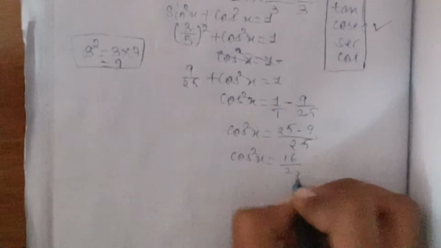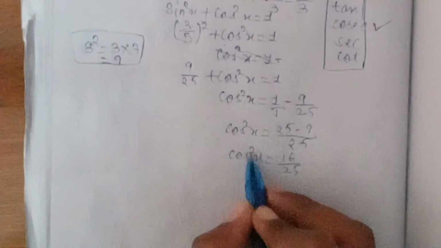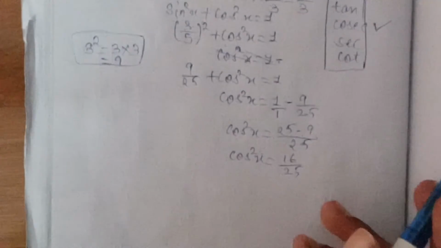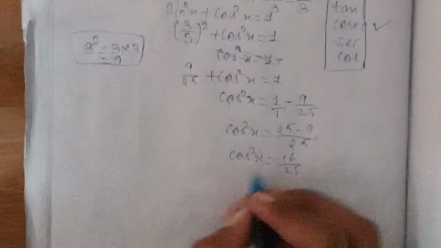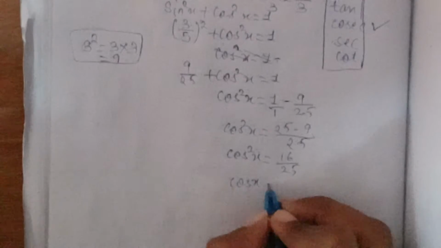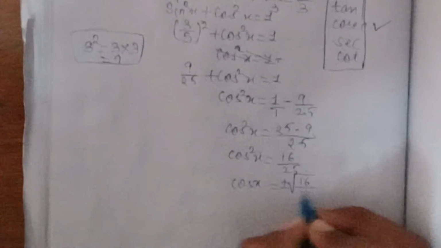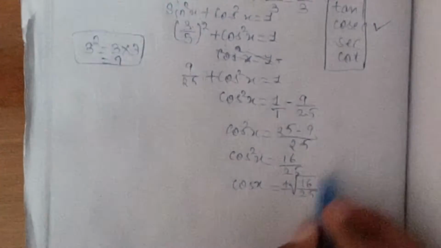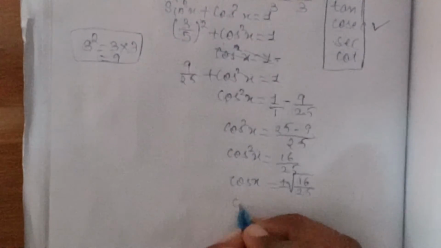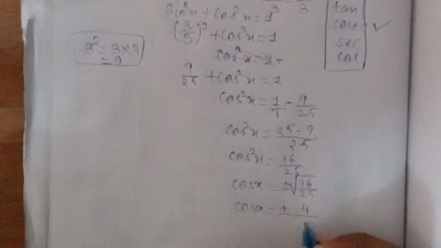16 by 25. As I have said, whenever there is a square on the left hand side, when it goes to the right hand side, it becomes a root, because we need the value of only cos x. It becomes root and plus or minus. You know the squares, so for 16 the square root is 4 and for 25 it is 5.